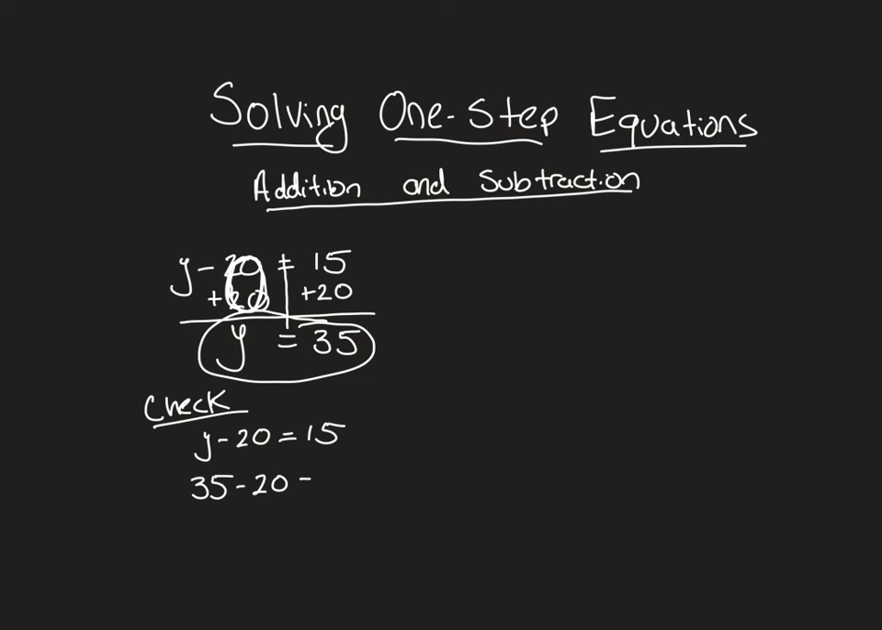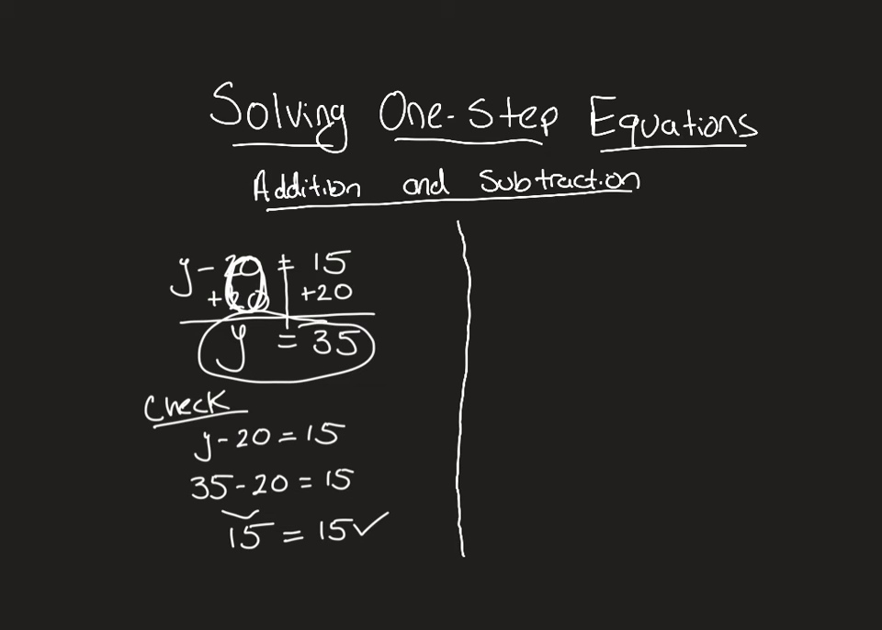And then we're going to take that 35 and replace it where y is. So we have 35 minus 20 equals 15. And then you actually want to figure out, does 35 minus 20 equal 15? Well, 35 minus 20, that is 15. And so 15 equals 15. So our answer is correct. Our answer is y equals 35, and we checked it to make sure that it is in fact true. So that's all we have to do. Those are all the steps. And I'm just going to do one more example.